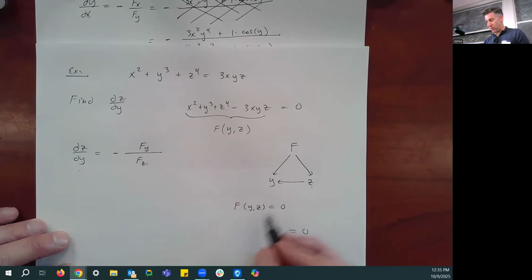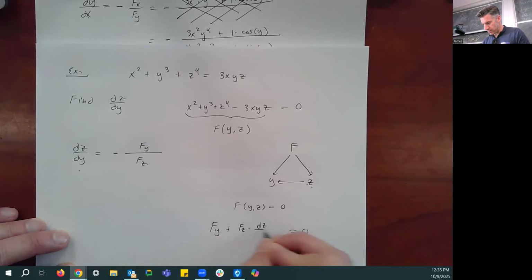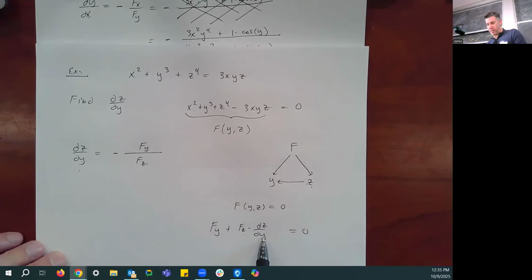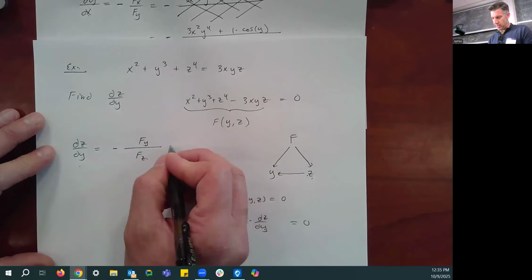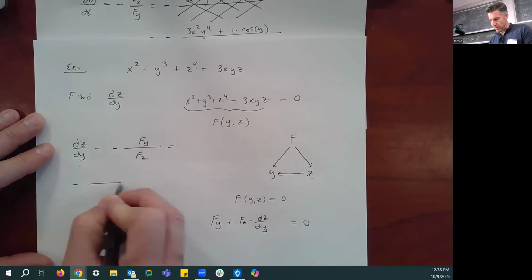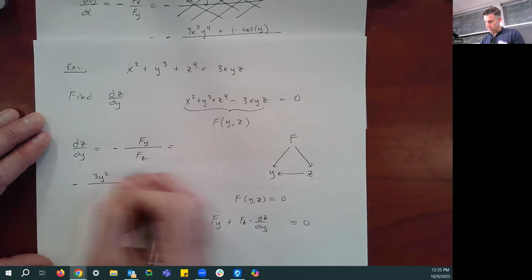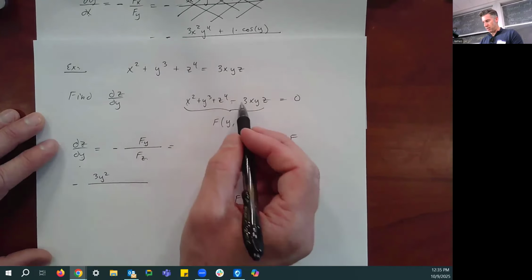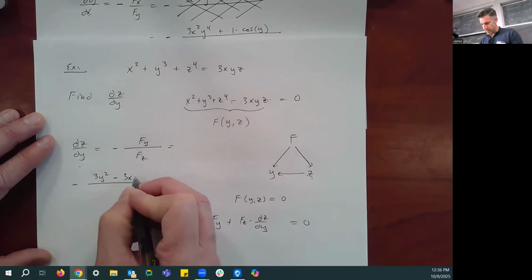The derivative of the left-hand side, we either have this derivative, which is our fy, or this pathway that gets you from f to y, which is fz times del z del y. And then if you solve for del z del y, you get exactly that. So then we do it. We're going to get negative fy is going to be 0 plus 3y squared plus 0 minus 3 times x times 1 times z, or 3xz.